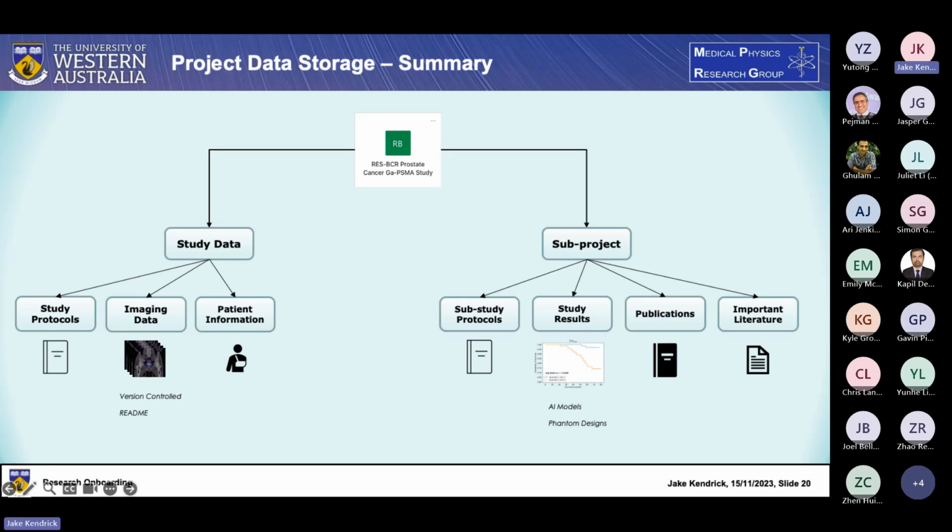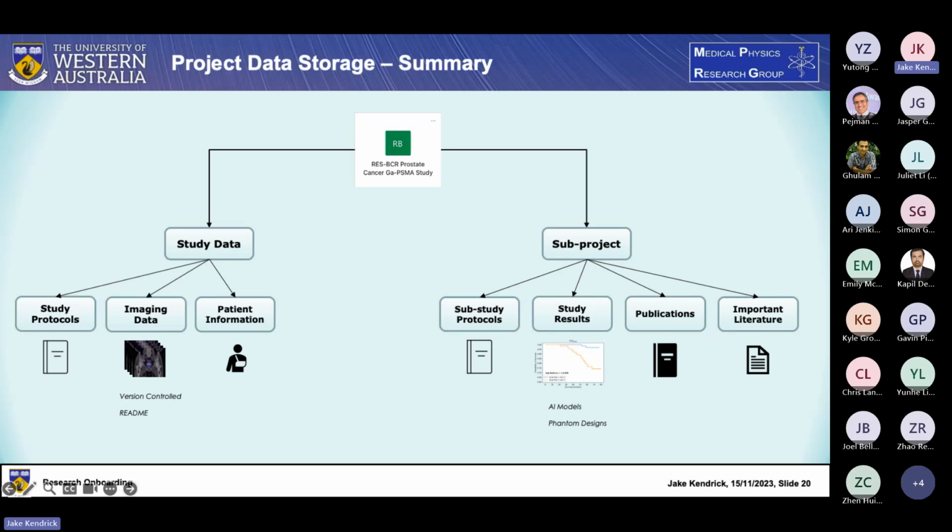And here's just a diagrammatic summary of pretty much everything I've been through up until this point. So we have our Microsoft Teams repository. We have these two channels as a minimum, study data and sub-projects. Within the study data section, you're storing the study protocols for that data set, any imaging data that you're using, which is appropriately version controlled and has a README file describing it, and patient information, if applicable.